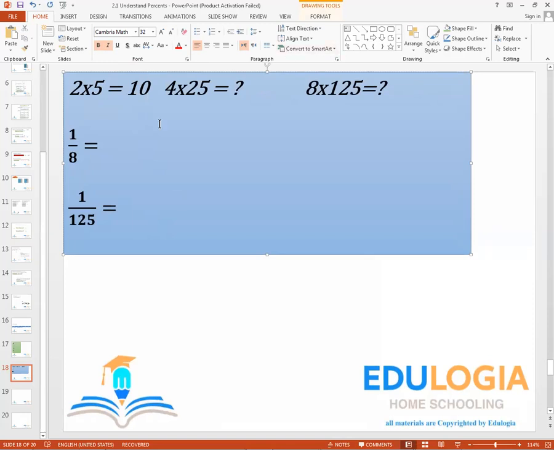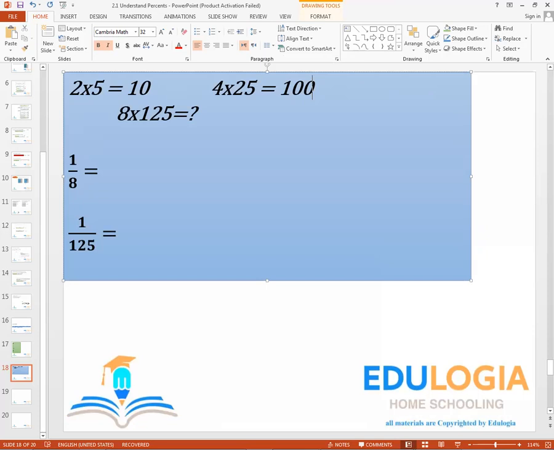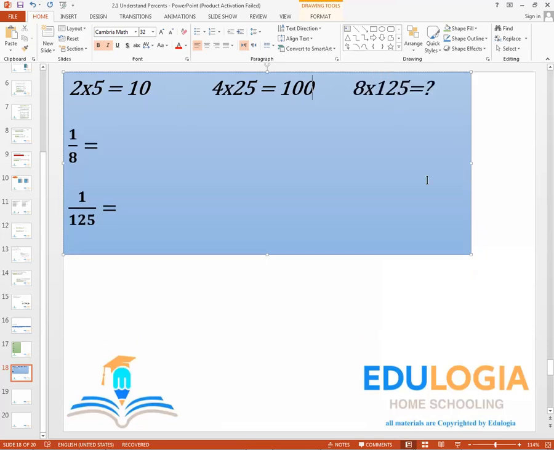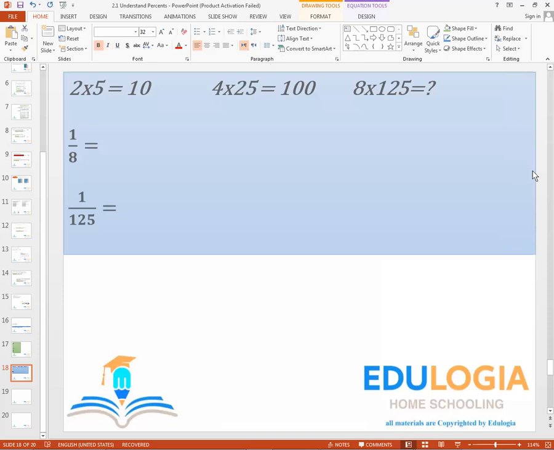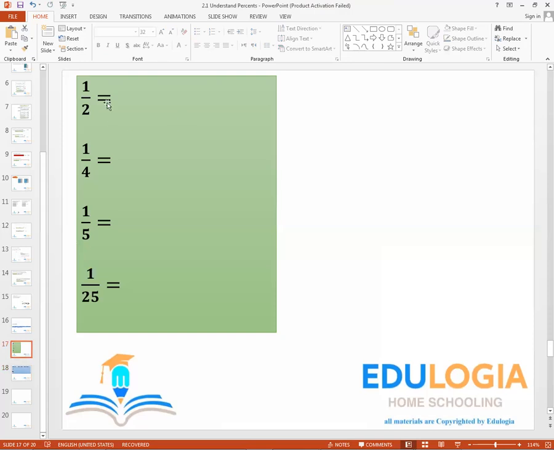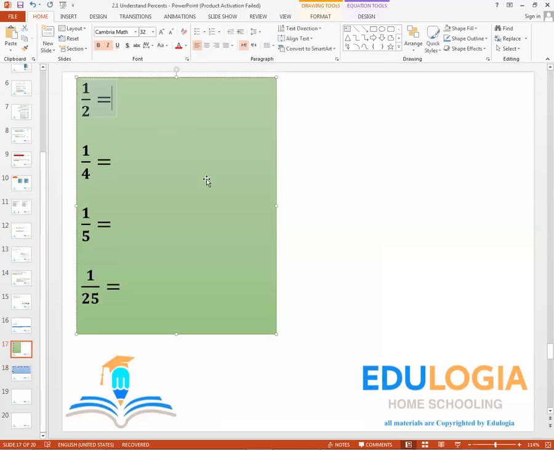10, I think. And the product of 4 and 25 is 100. Sorry, and also we have 125 multiplied by 8, it is 1000. I'd like to make it easy to convert between fraction and decimal. Look here at this slide.